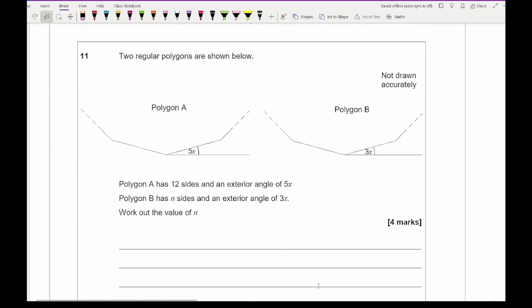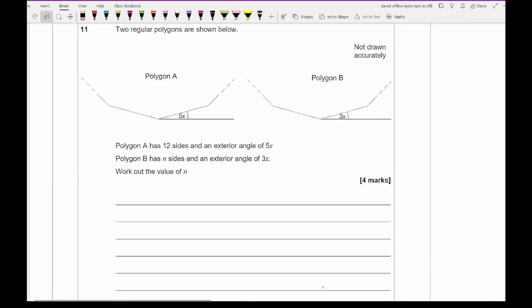Then moving on to question 11, it says 2 regular polygons are shown below. Polygon A has 12 sides and an exterior angle of 5x. Polygon B has n sides and an exterior angle of 3x. Work out the value of n. So for this, let me just zoom out so I've got a bit more space to write, as this is a 4-mark question.